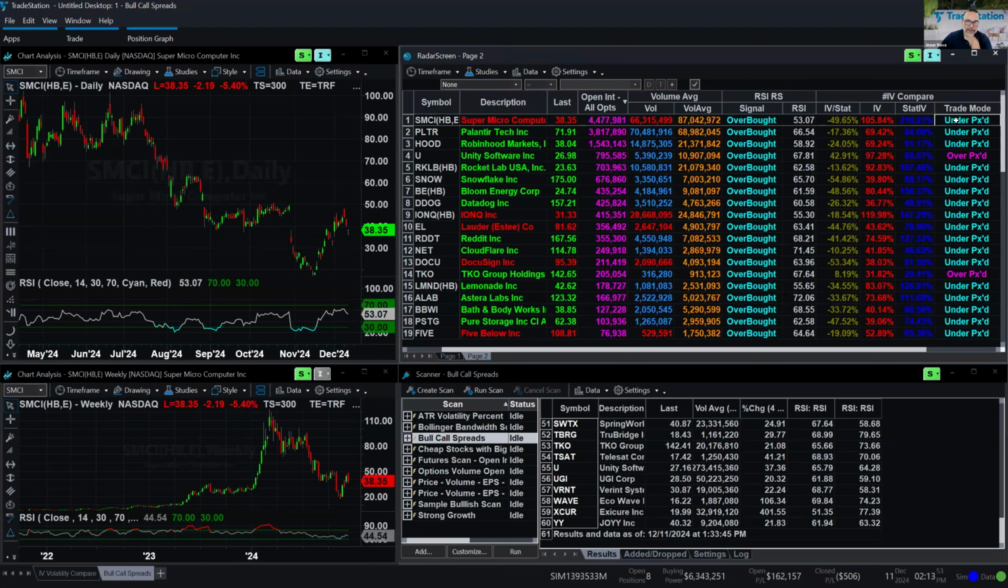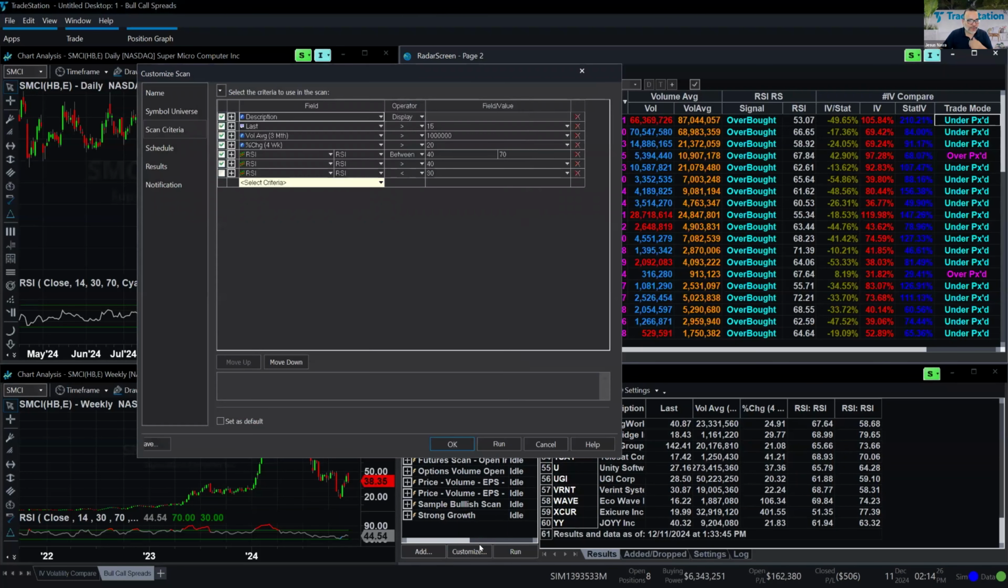Now, how did we come about Super Microcomputer? Well, we used the scanner. The scanner is right here at the bottom. The scanner allows you to scan through hundreds of different stocks and find the ones that are meeting certain criteria. In terms of a particular option strategy like the bull call spread, that's why I named the scan bull call spread. We're looking for opportunities to establish a bull call spread. I'll explain what a bull call spread is in just a moment if you're not familiar. But in this scan, let me go ahead and customize it so that you can see some of the filters that we applied.